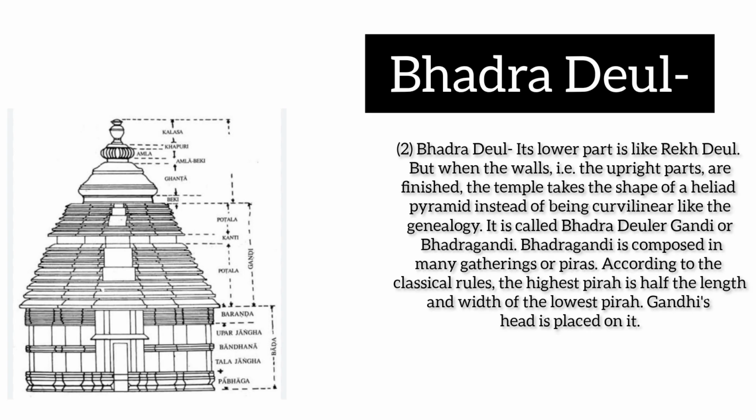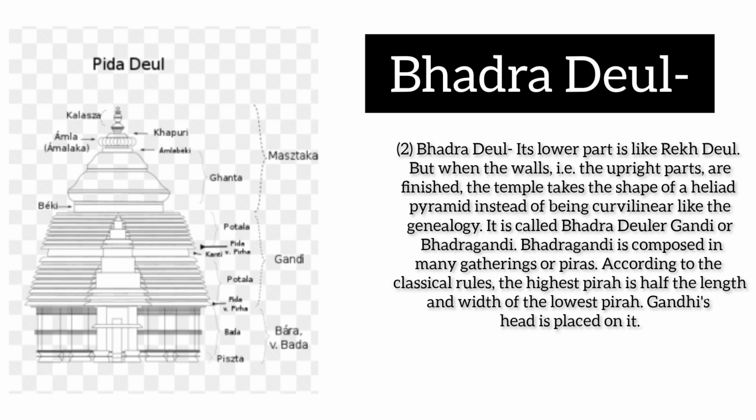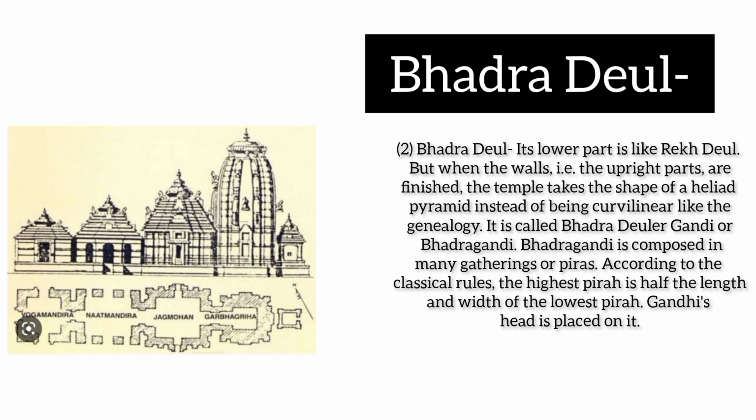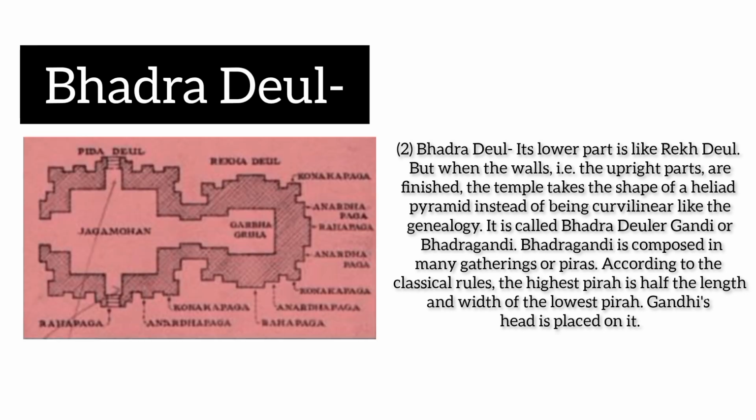Vadra Deul. Its lower part is like Rekh Deul, but then the walls, that is the upright parts, are finished. The temple takes the shape of a stepped pyramid instead of being curvilinear like the Rekh. It is called Vadra Deular Gandi or Bhadra Gandi. Bhadra Gandi is composed in new gatherings or piers. According to the classical rules, the highest pier is half the length and width of the lowest pier. Gandi's head is placed on it. Khakra Deul.